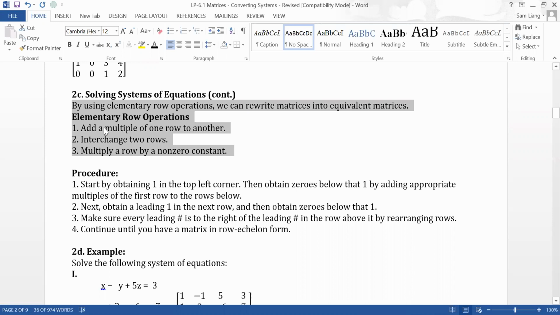Okay, so first thing you can do is add a multiple of one row to another. Second, you can interchange two rows. Third, you can multiply a row by a non-zero constant. And you might be thinking, these are the same ones as solving a system of equations. That's not a coincidence, right? Because a matrix is just a way to represent a system of equations, if you see it like that.